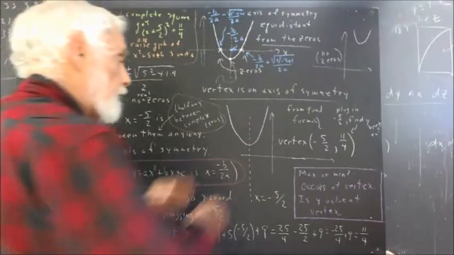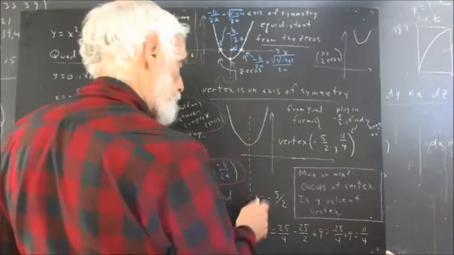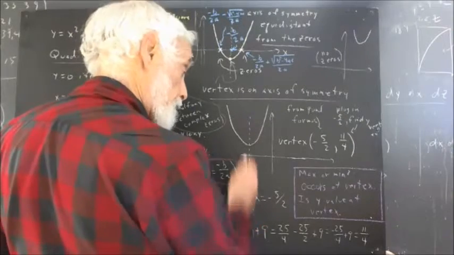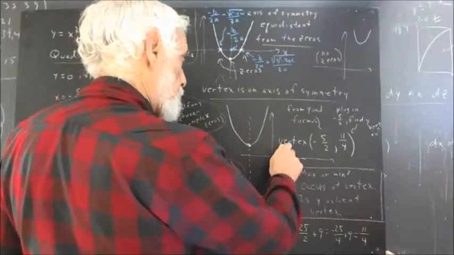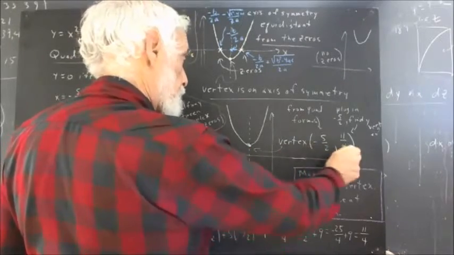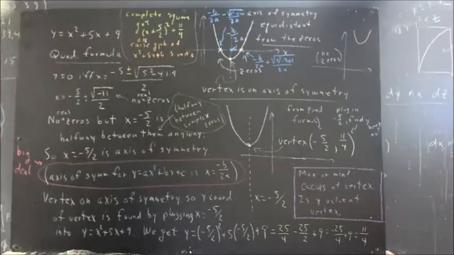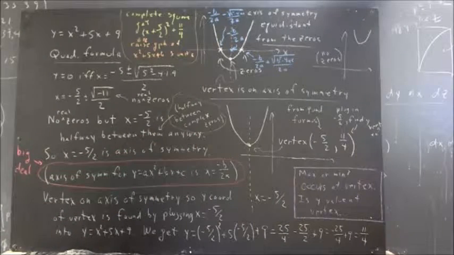So here we have the graph. Here's x equals negative 5/2, the axis of symmetry. Here's the vertex, and its coordinates are as advertised. Okay. Now that's not drawn very well to scale. You can do much better, but that's the way the graph will appear.